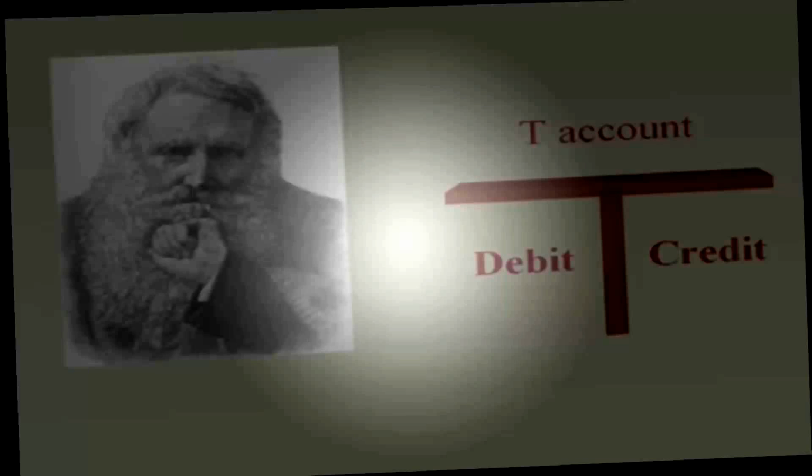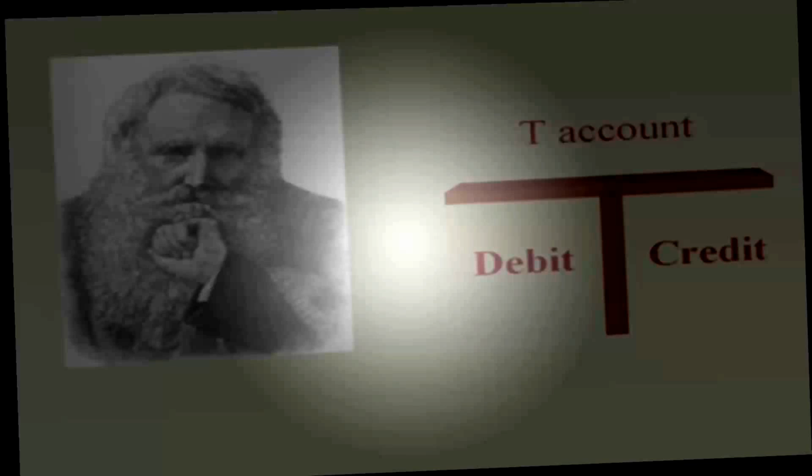So debit doesn't mean good or bad or plus or minus. It just means left. People do get confused about this. Similarly, credit doesn't mean plus, minus, or anything. It just means right. So don't get confused. Think of debit as left and credit as a right entry. This is the easy part. Now it becomes more confusing.